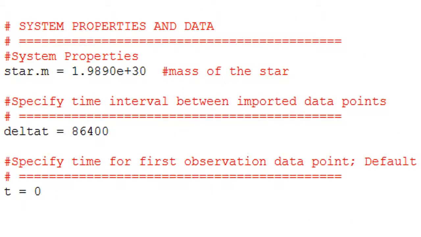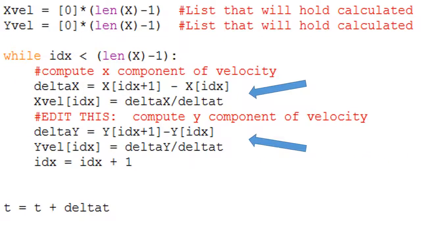Now I'm going to quickly bring you through my code. First are the preconditions. The star's mass was given as 1.989 times 10 to the 30 kilograms, and delta t is 1 day, or 86,400 seconds, when t starts at 0. This while loop is used to create individual changes in x and y between two adjacent data points. These changes in position can be used to find individual velocities between the same two points.